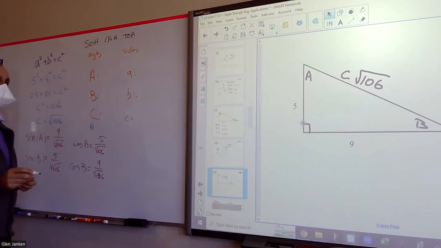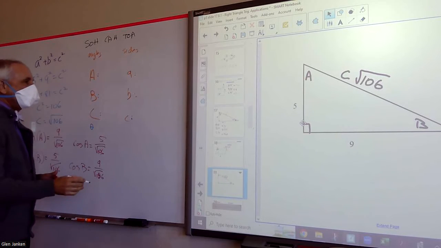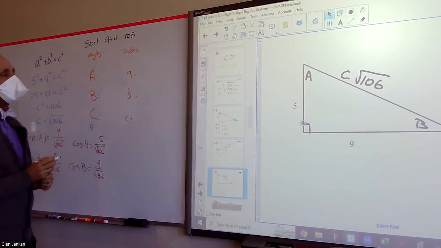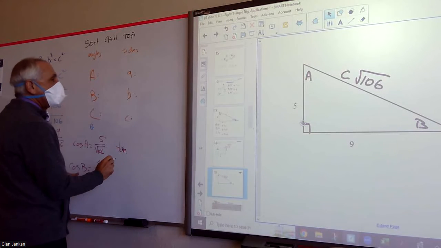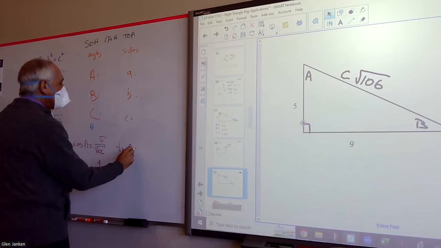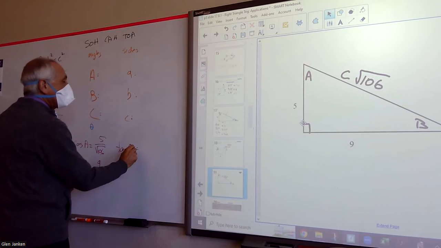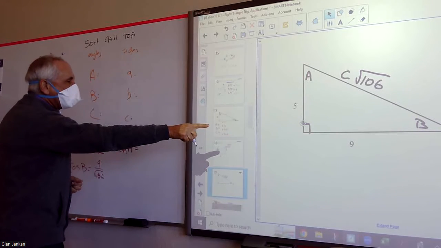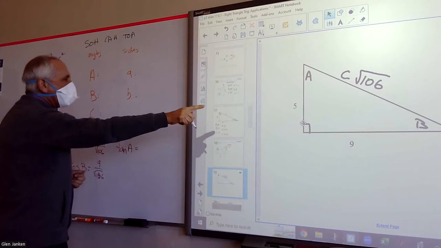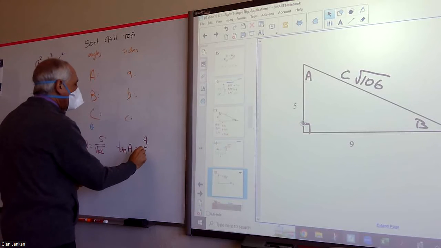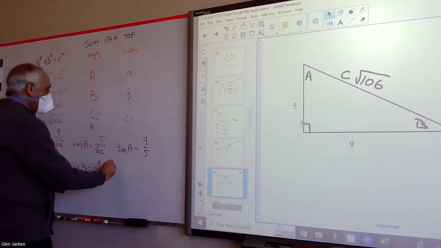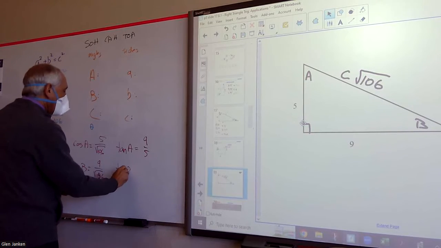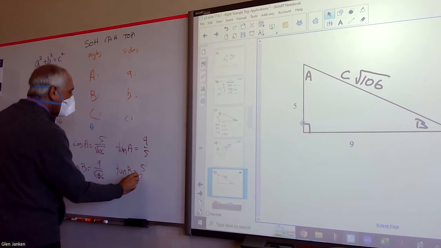Or I could even be really clever. Well, this is interesting. I could have done this differently to begin with. I could say tangent of angle A would be equal to opposite over adjacent. That would be equal to 9 over 5. Everybody see what I just did here? Tangent would be 9 over 5. Yes? Or I could say tangent of angle B would be 5 over 9.